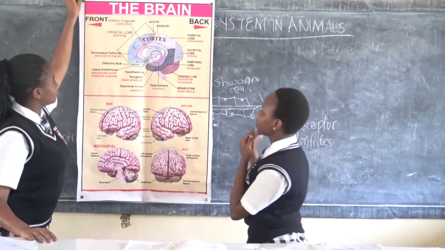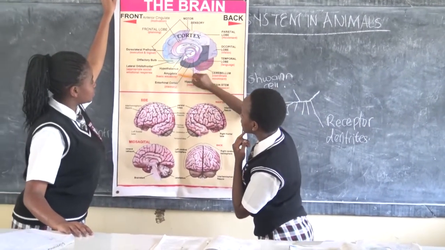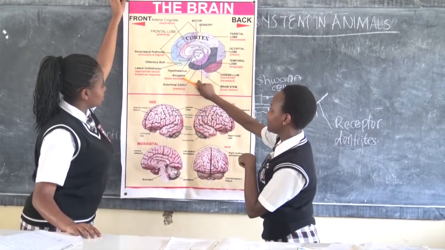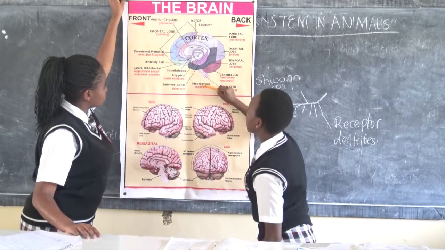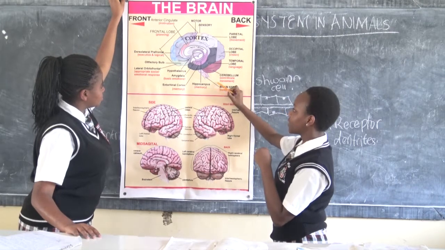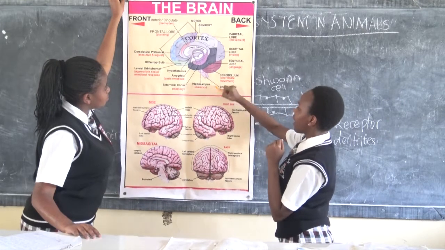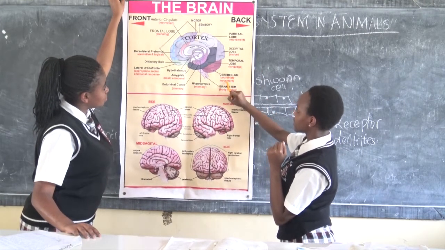Now, as I had told you earlier, we have the hypothalamus that is found in between the amygdala and the hippocampus, which is used for memory. Now, this is the brainstem, and we also have the cerebellum that coordinates the movements.